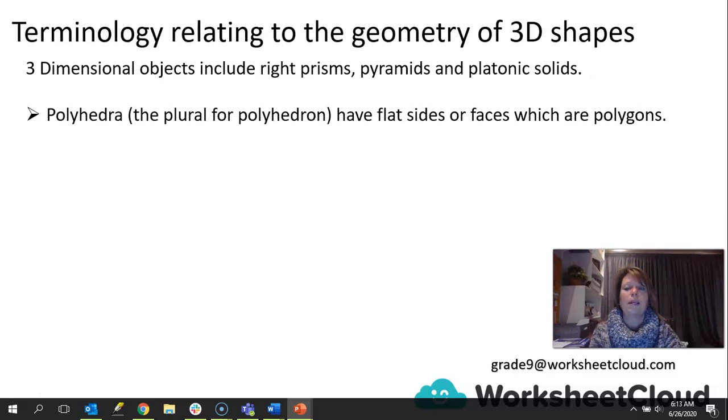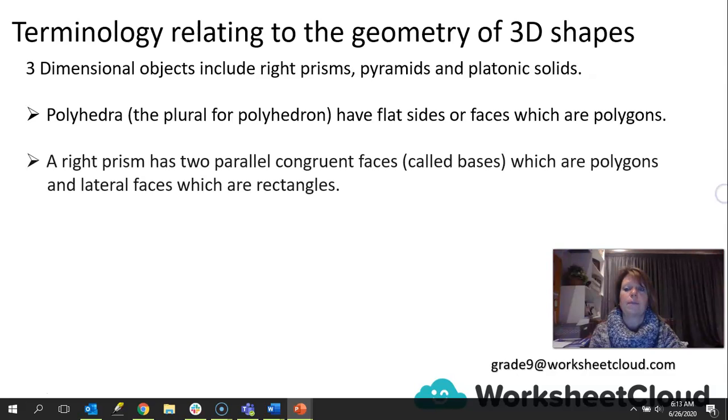Okay, so first of all, polyhedra, which is the plural for polyhedron, have flat sides or faces which are all polygons. Again, we'll go through that in more detail later on. A right prism has two parallel congruent faces called bases, which are polygons, and lateral faces, which are rectangles. Again, we'll go through that just now with looking at an example. So just to go over it again, a right prism has two parallel congruent faces called bases, which are polygons, and lateral faces, which are always rectangles.